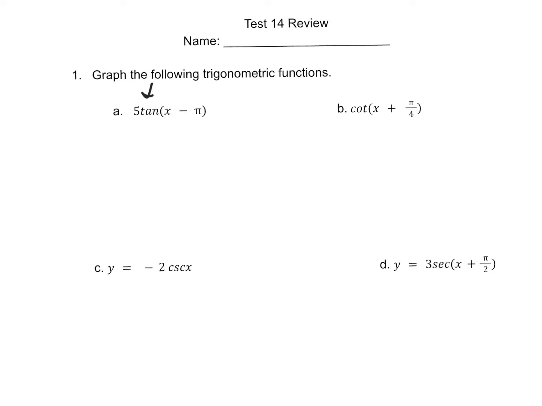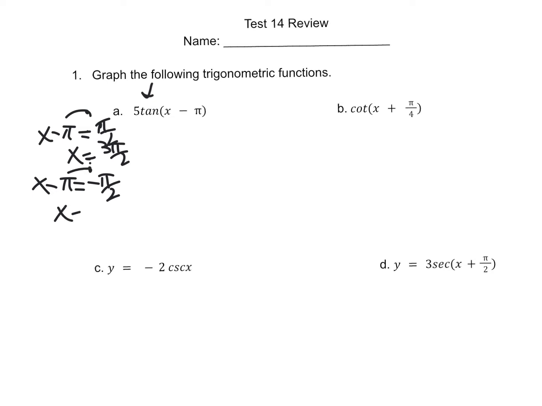So probably the easiest way to graph this is to take the x minus pi, set it equal to positive pi over 2, and also set it equal to negative pi over 2. That's going to tell you where your asymptotes go. If I move that pi over there and add it to pi over 2, that's going to be 3 pi over 2. So one asymptote is going to be 3 pi over 2. If we do the same thing over here and move that negative pi over, it becomes positive pi, which is going to be just pi over 2.